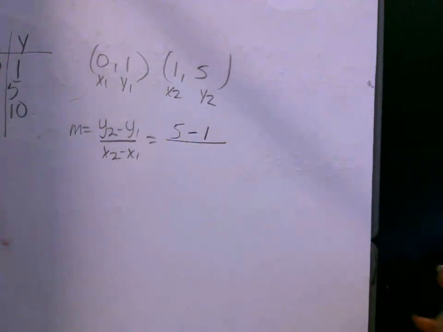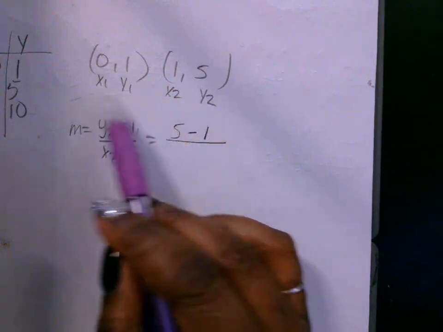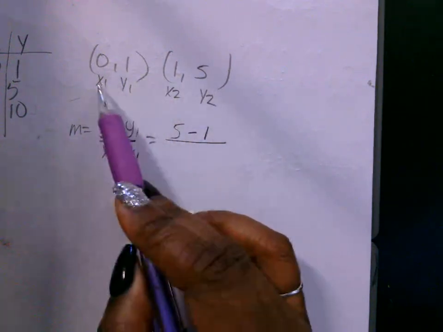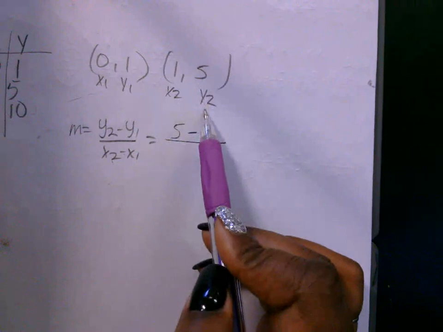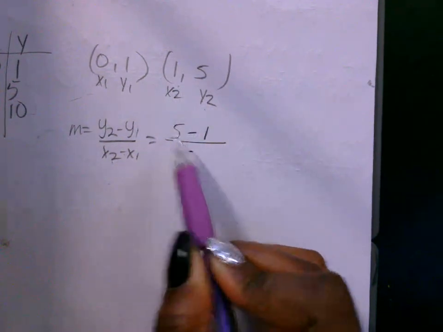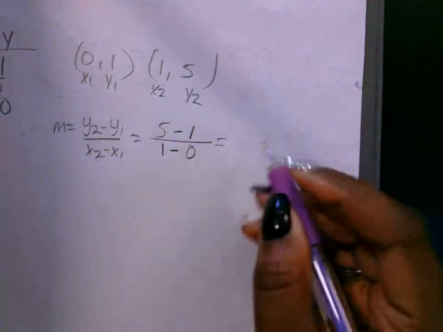Good job. What are we going to put on the bottom? It's x2 minus x1. Which one of these numbers is x2? This is x1, this is y1, this is x2, this is y2. 1 minus what number? 0. Okay. What are we going to get on the top?